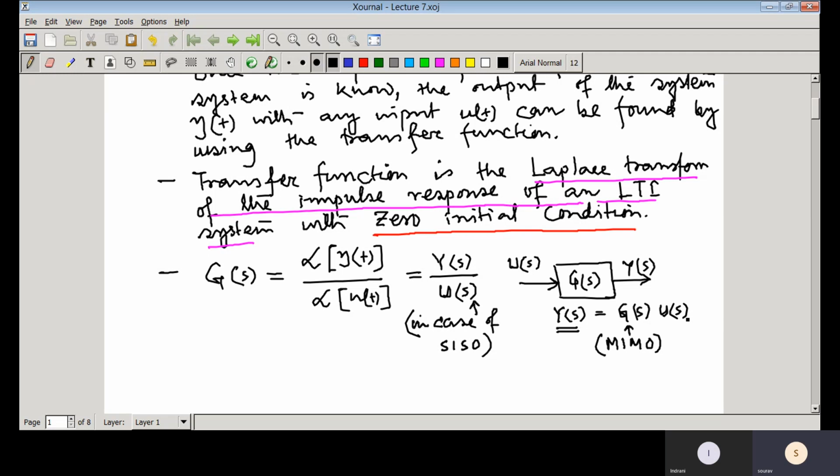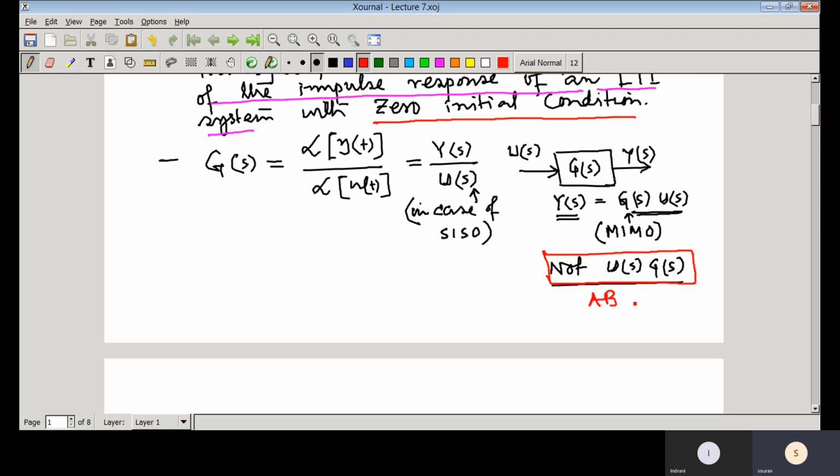And here you should be careful: whenever you write the system dynamics in the transfer function modeling framework, you should write Y(s) equal to G(s) into U(s), not U(s) into G(s). The reason is, in matrix algebra, you know that AB is not equal to BA.